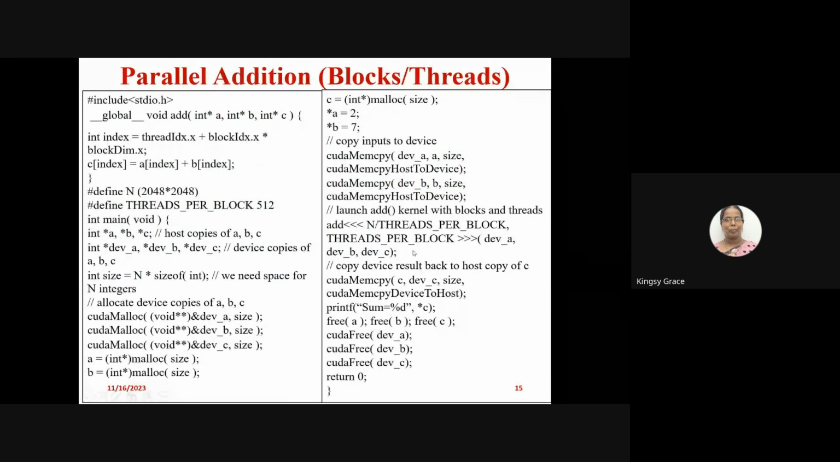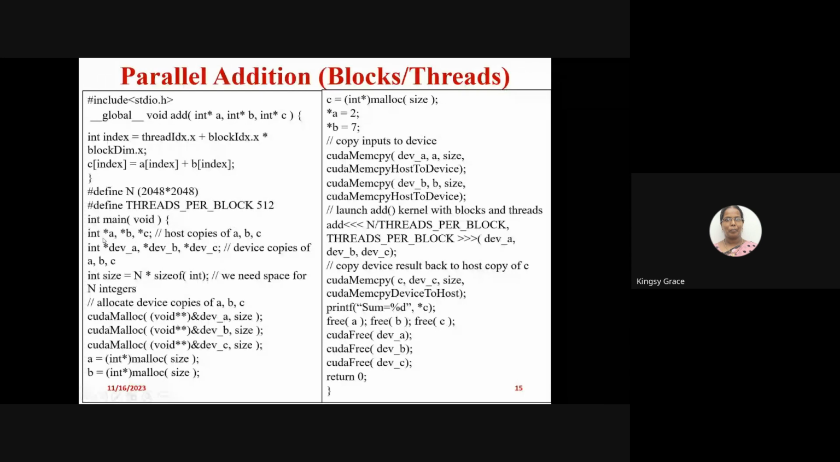So again the same thing: parallel addition for number of blocks and threads. Here is the same kernel program. Again we have to define threads per block. Here the threads per block is defined as 512, and #define N is some bigger value. So already you know what you have to do. For addition, we need 3 variables: one for the result and 2 for the values to be added.